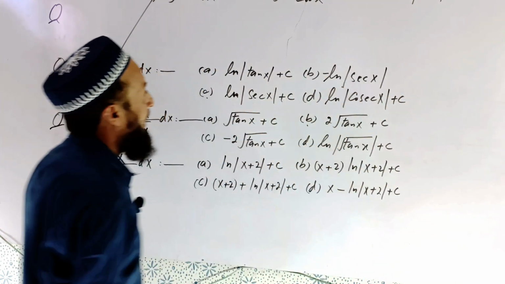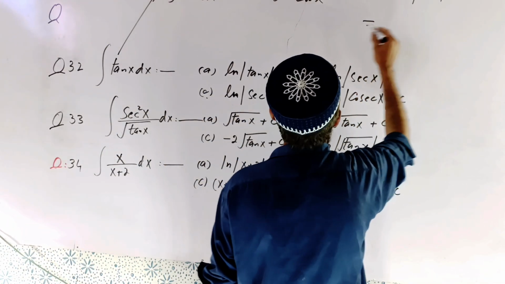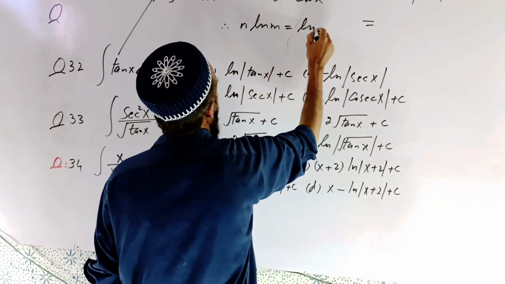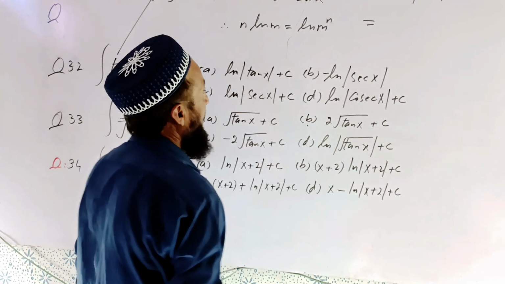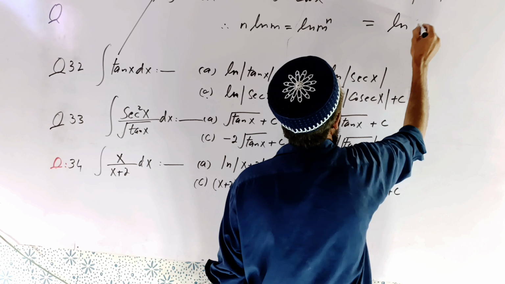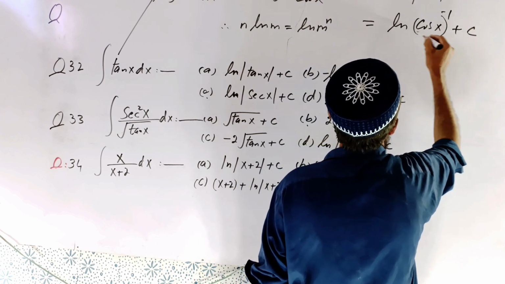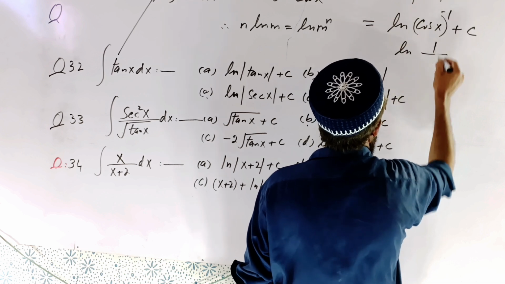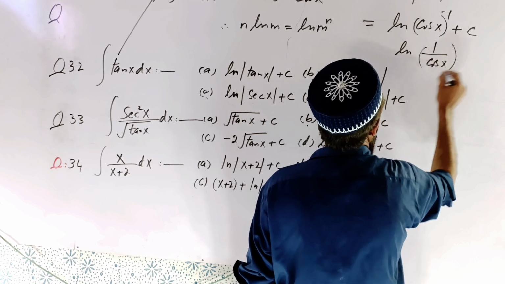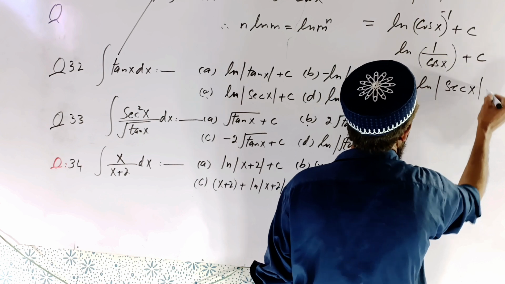Now in the question, the minus log of cos x is not available, so we change it according to the rule of logarithm: n log of m is equal to log of m to the power n. Here the coefficient is -1, so we change it to log of cos x to the power -1 plus c. We change the negative power into a positive one, so log of 1 over cos x plus c. So log of 1 over cos x is equal to log of secant x plus c.